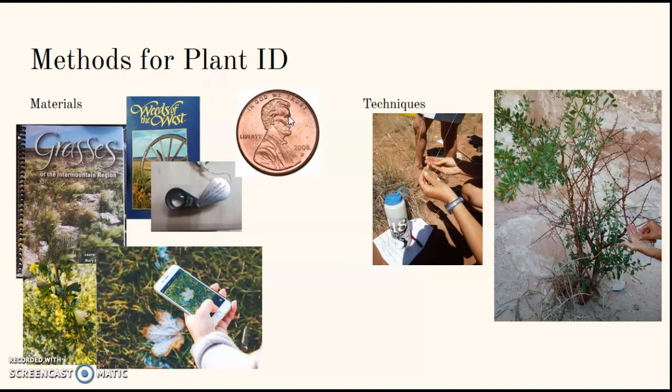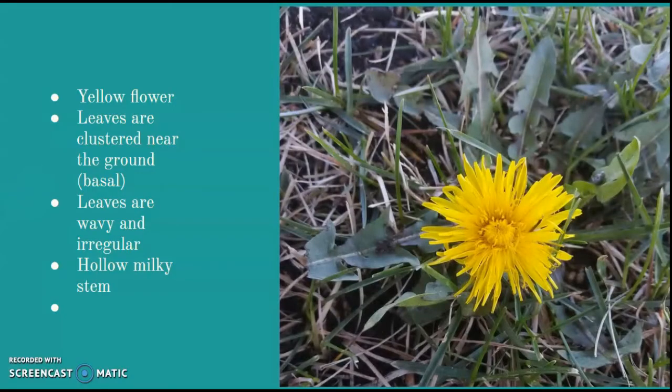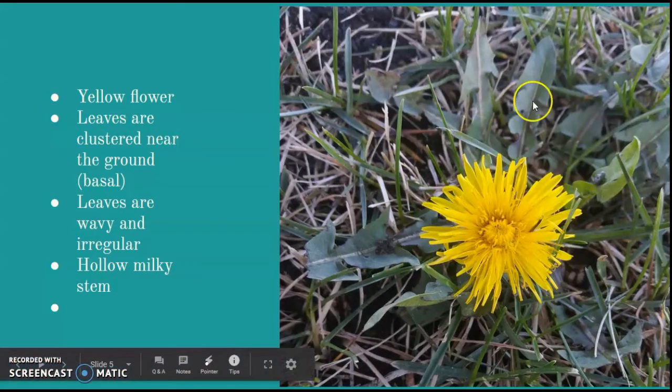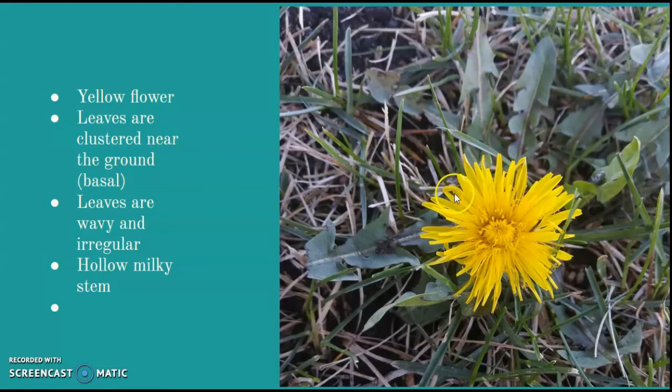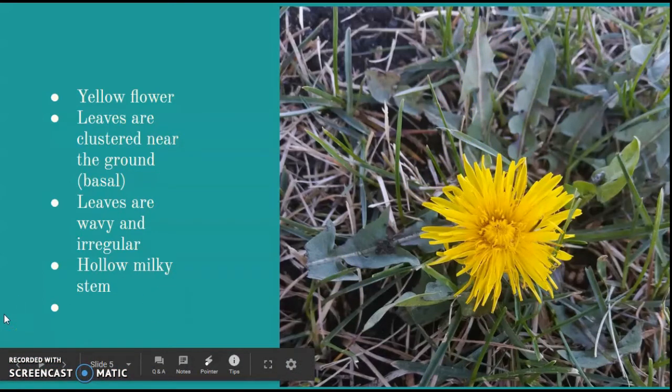So the other thing we look at when we identify plants is, like I said, physical characteristics. So for the next section, we're back to this dandelion, and we look at the physical characteristics of this dandelion. What pops out to you? Generally, it's a yellow flower. Dandelions are very showy. They like to show off. You have some leaves clustered around the base, and those are called basal leaves. They're clustered near the ground. The leaves tend to be spade-shaped, wavy, and irregular. And then the other big indicator of this is a hollow, milky stem.